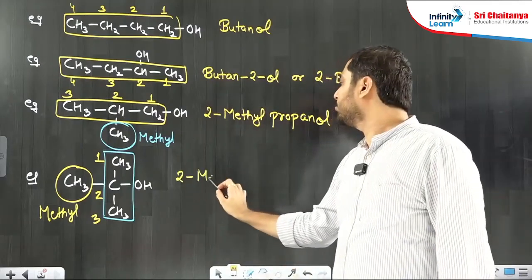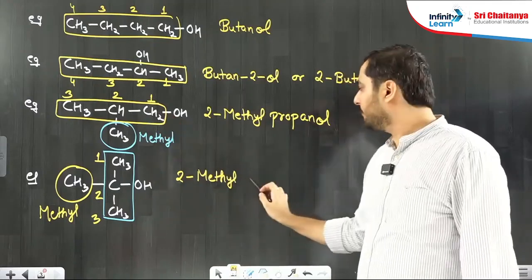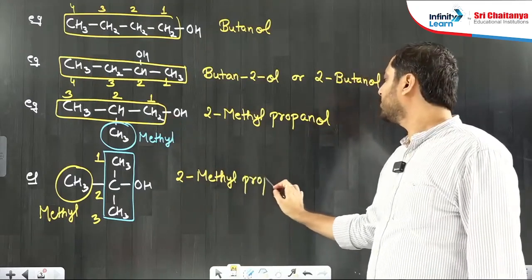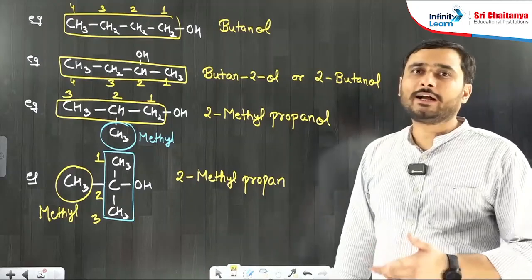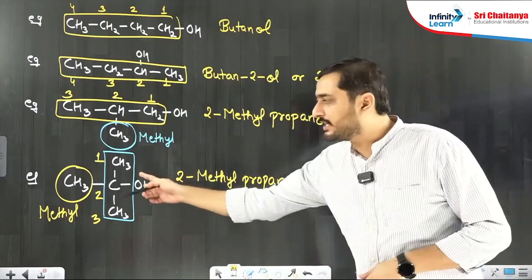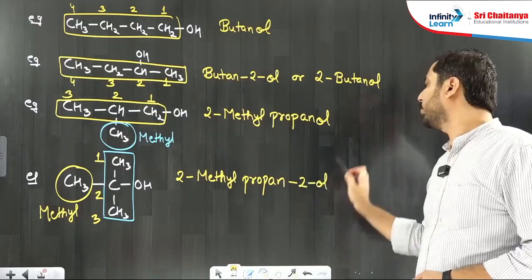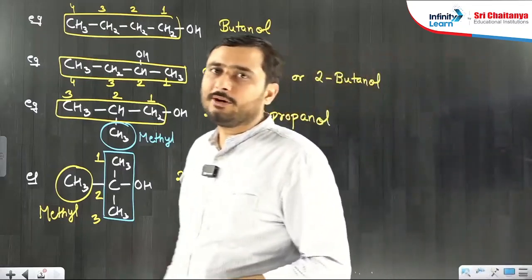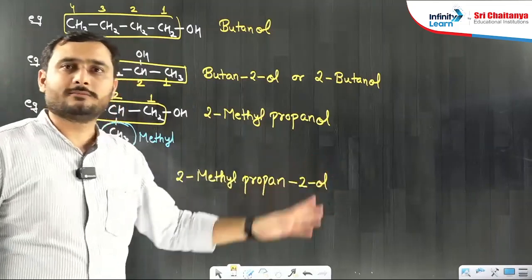Now what is the name of this compound? It is 2-methyl. For 3 carbon atoms, what is the word root? Prop. For a single bond, what do we have to write? Ane. Now we cannot directly write ol, because here OH is present at which position? Second position. So we write propane-2-ol. So the name of this compound is 2-methyl propane-2-ol.